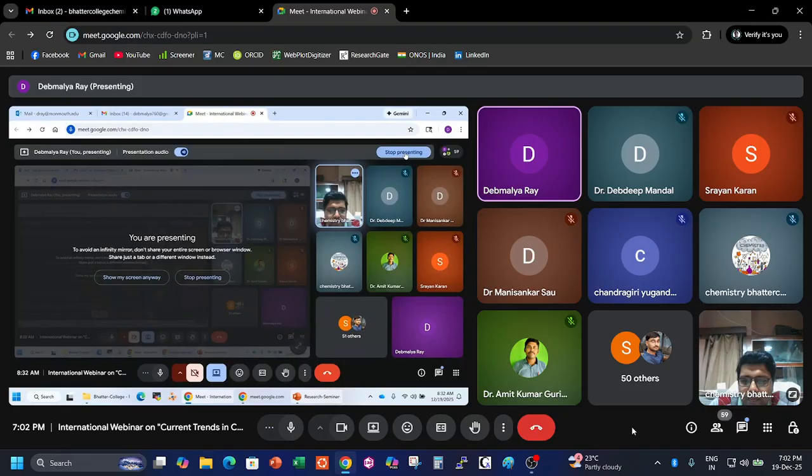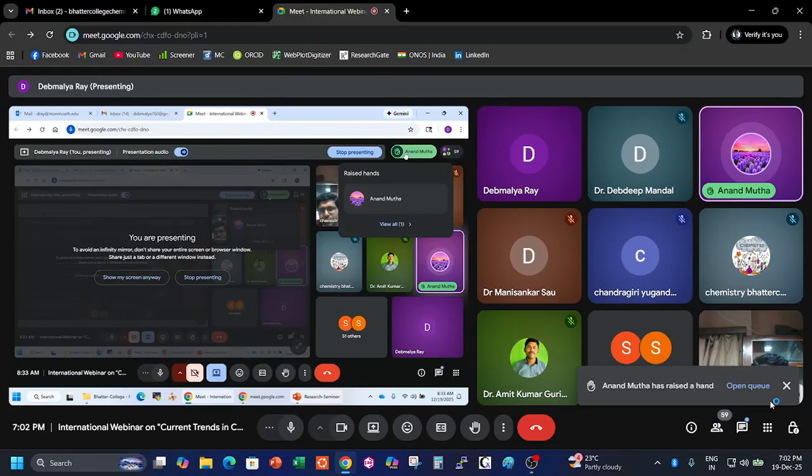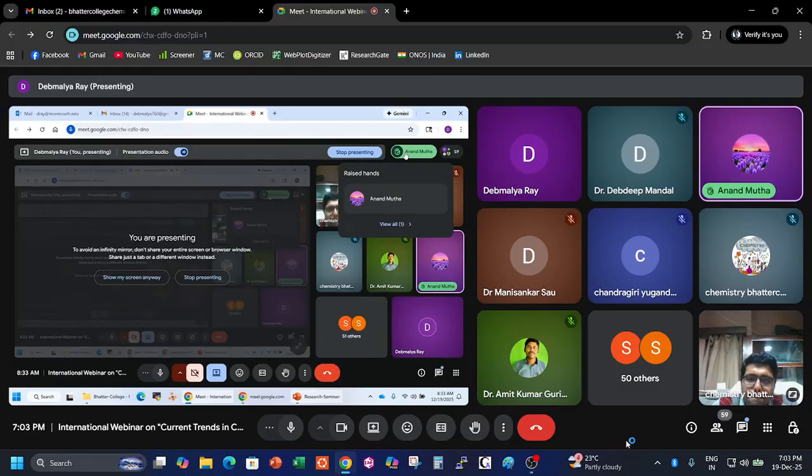Okay, Dr. Anand Mutha, please ask your question. Very unique work, sir. My question is: is any dopant of the element, or any other element doped with some different ligand, possible in this work to have that magnetic compound? Are you talking about the first work or the second work? Yes, sir, the first one.